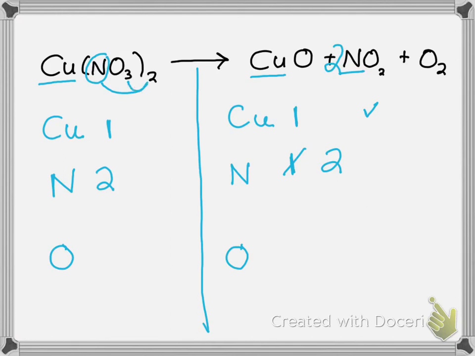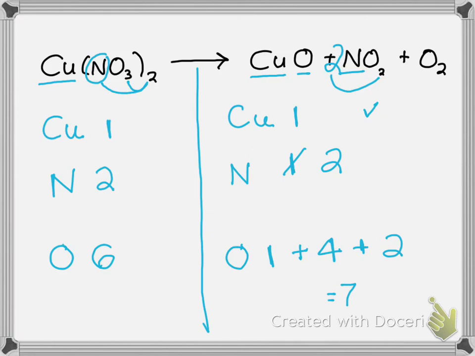Now the oxygens, 2 times 3, there's 6. And here I have 1 plus 4 plus 2. So what is that? Oh, it's 7. Okay, so I have 7. So this is a challenge. These are ones that can be challenging, and I'm going to show you a trick, and you might be able to figure it out without the trick, but I'm going to show it to you anyway.